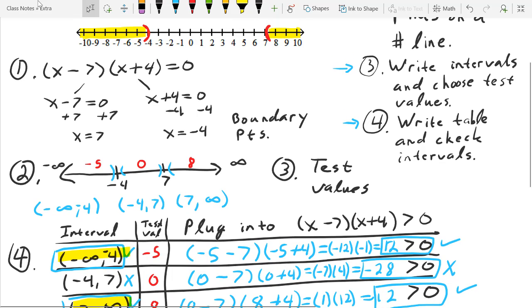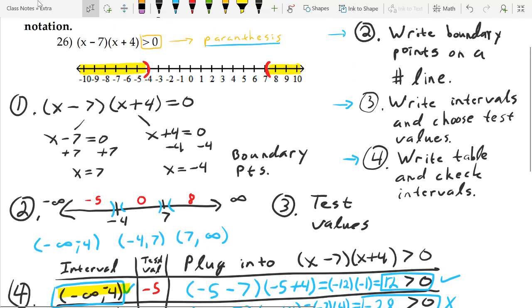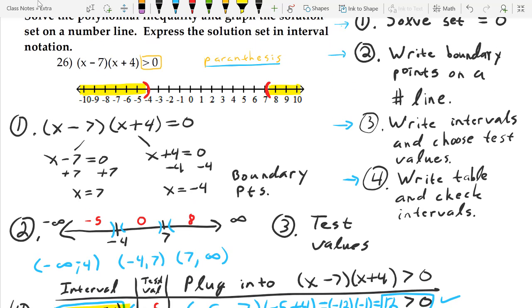Okay, and then we write our solution in interval notation. So let me put just a little bit of space here. Our solution in interval notation is negative infinity to negative 4, union the other interval, 7 to infinity.